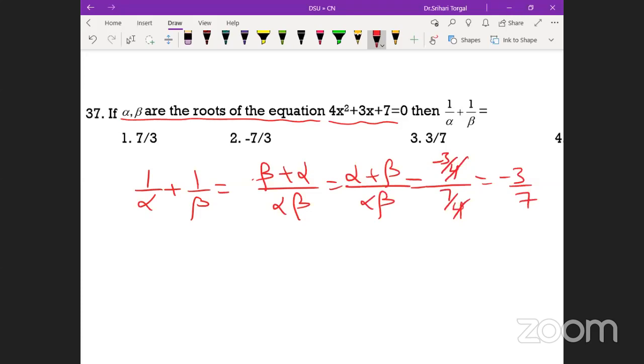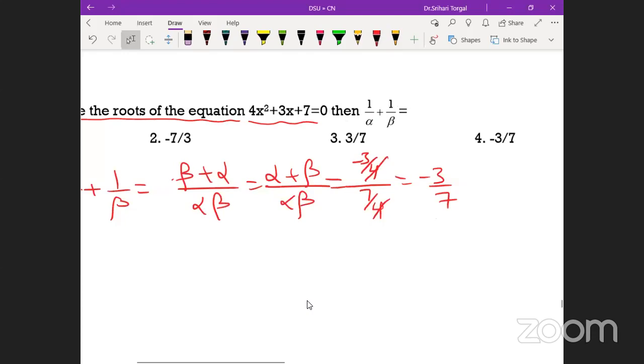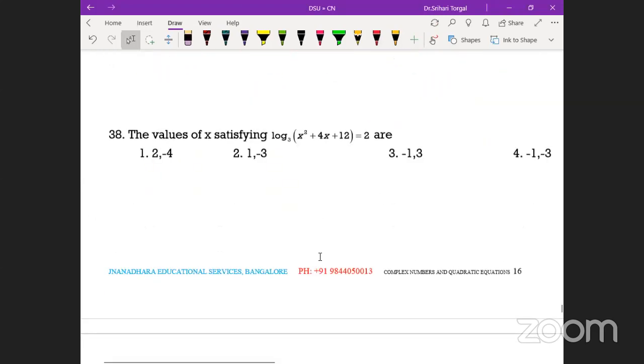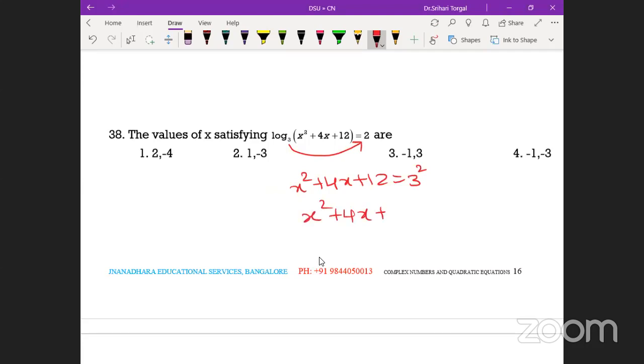Minus 3 by 7, which is in option 4, I think. Yeah. You can calculate like this. Next. The value of x is satisfying this equation. So I can write this as x square plus 4x plus 12 is equal to, if I take this 3 to the other side, this will become 3 square. x square plus 4x plus 12 minus 9. What is 12 minus 9? 3.